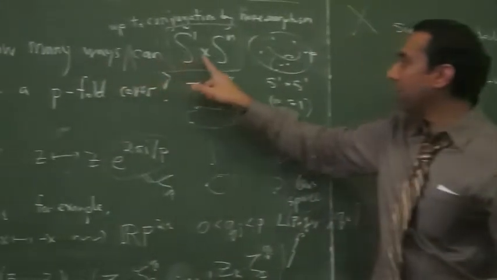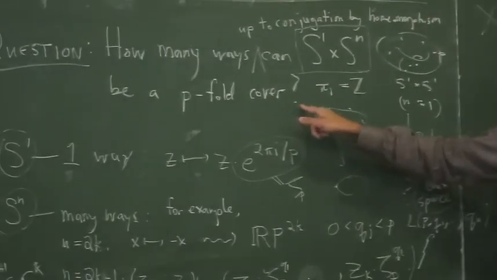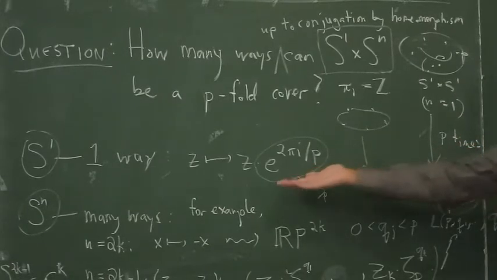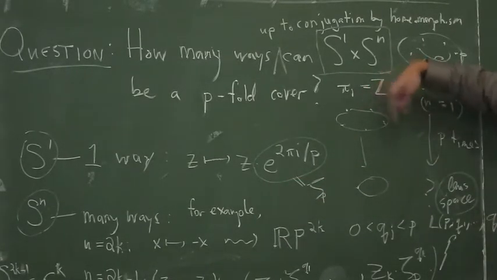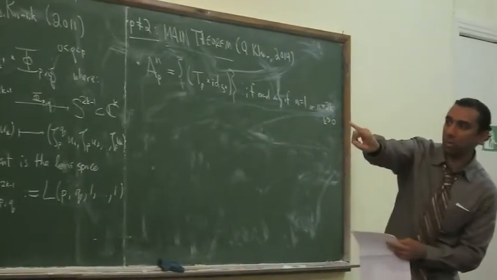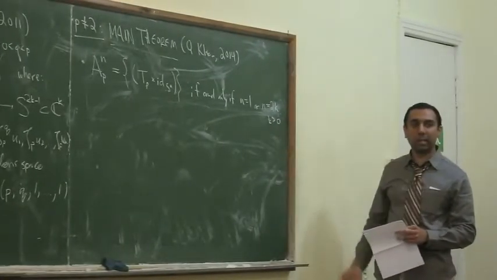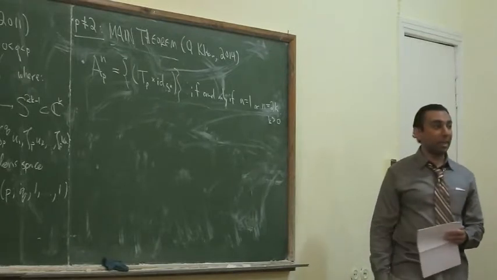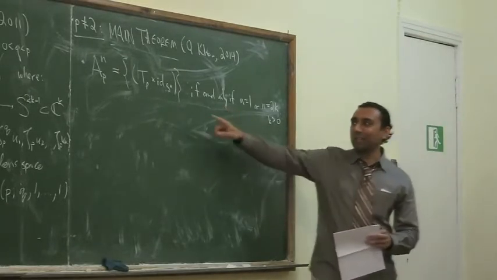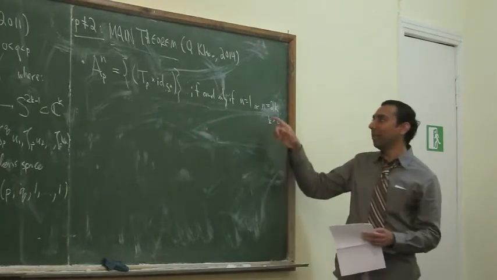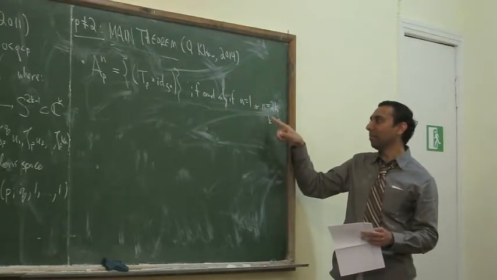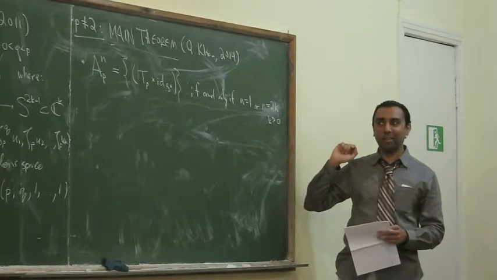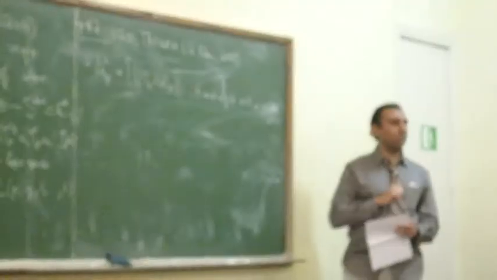There's only one way to answer this question. How many ways can this be a p-fold cover? For p not equal to 2 prime, there is only one way, and it comes from this circle wrapping around itself. When you have S1 times S1, which is that torus here, S1 times S2, S1 times S4, S1 times S6. So that tells you that this if and only if. This is false. The first example is in dimension, when n equals 3. So S1 times S3. This is a four-dimensional manifold.